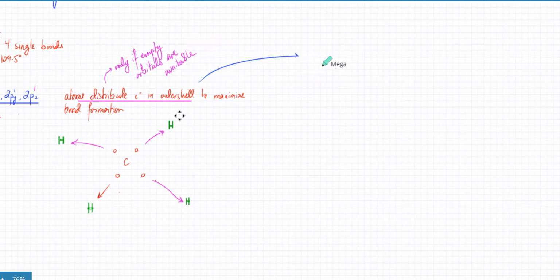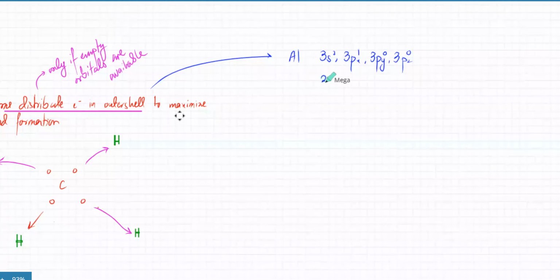For example, I've got aluminium, right? Aluminium's outer electronic configuration is 3s2 and 3p1, which means it's 3px1, 3py0, and 3pz0. Can anyone explain, if it's bonding, what would aluminium do to its electrons? Instead, it's going to be 3s1, right? And the 3 electrons will get distributed in different orbitals. The last one would still be empty.